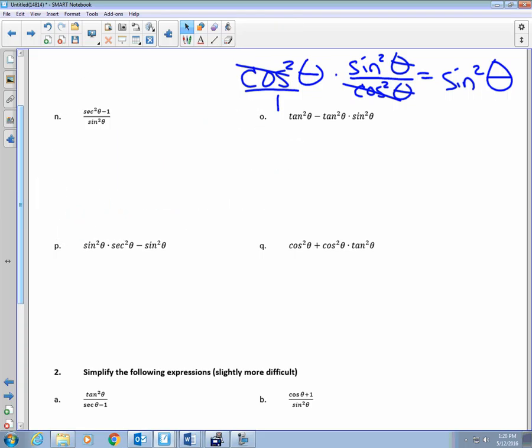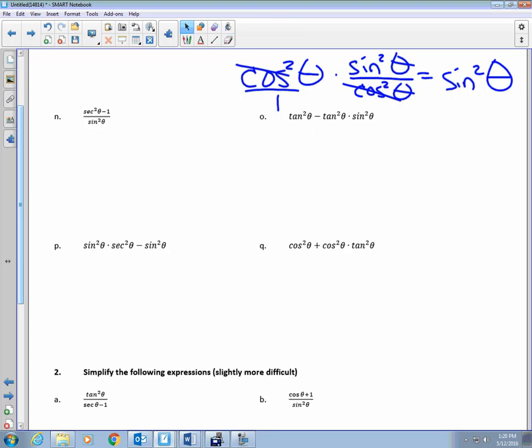If you look at problem O, we have tangent squared minus tangent squared times sine squared. I think a lot of people want to do something that's entirely incorrect right away. Cancel out the tangent squared. So tangent squared minus tangent squared is 0. So 0 times sine squared is 0, so the whole thing is just 0. Okay, that's what we call voodoo math. Okay, doesn't work out. That's totally illegal. You don't want to do that.